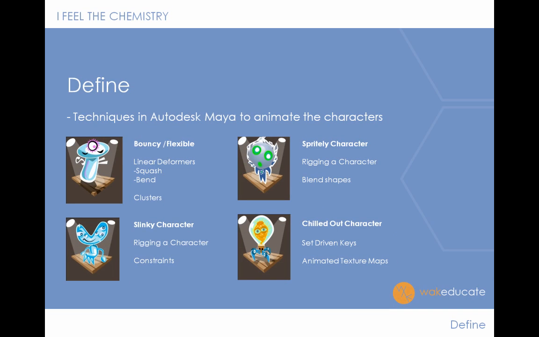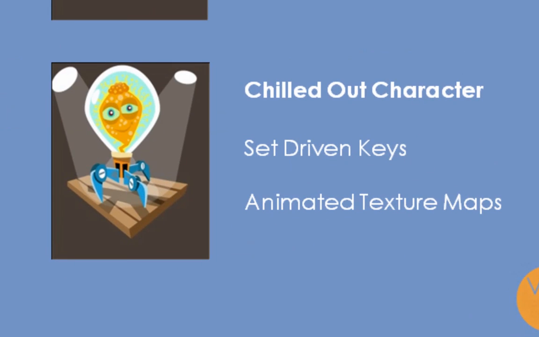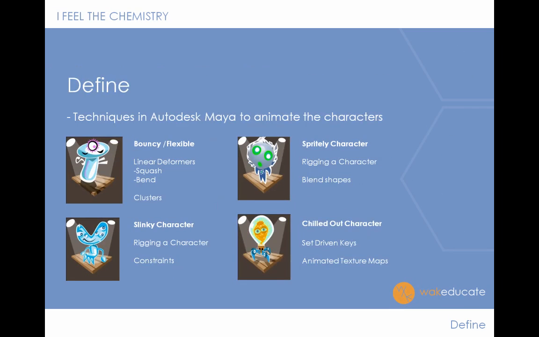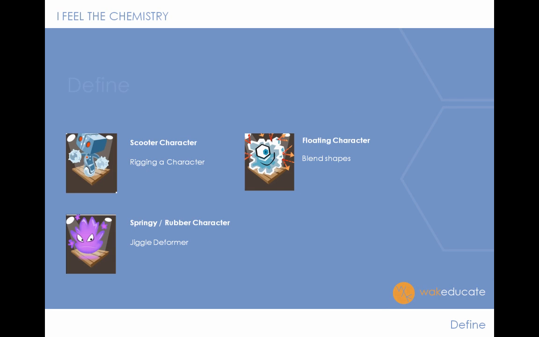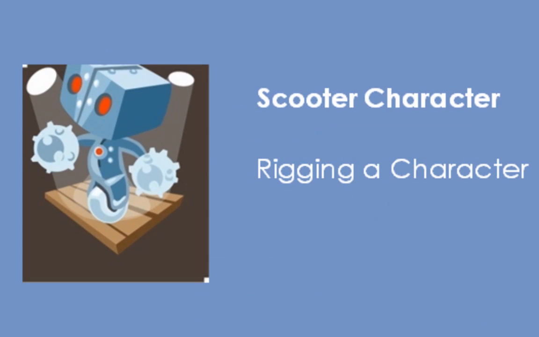Californium, well, let's face it, it's a chilled out character, like all Californians. I decided to use set driven keys because of the movement. It would make life easier in terms of animation. And with the mouth movements, or the facial movements, we decided to use animated texture maps, so animating UV texture maps instead of blend shapes. And for the scooter character, titanium, this scoots around quite quick. So once again we need to rig the character and make sure it pivoted on the wheel.